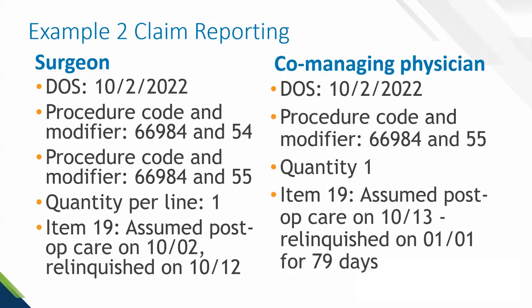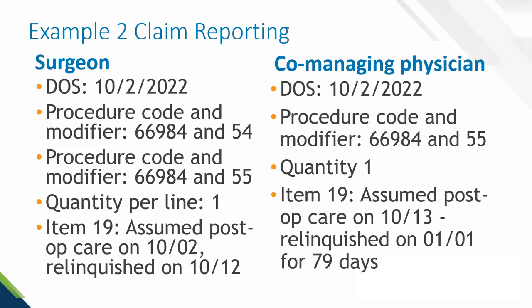Well, the surgeon is going to have two lines. Your date of service is still the date of the surgery, but your surgeon is going to bill with the surgery procedure code and modifier 54 on one line, 1 unit of service, and then the same surgery procedure code and modifier 55 on the second line, again with 1 unit of service. In item 19, or your narrative field on your electronic claim, he's going to tell us he assumed care on the 2nd, because that's when the surgery was, and he relinquished care on the 12th.